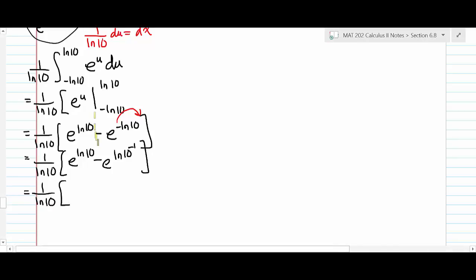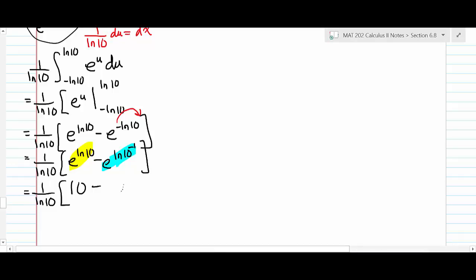Now let's see if we're catching on to this stuff. Tell me what e to the ln 10 is. 10, right? You need to know that immediately where you don't have to think about that anymore. So that's 10. Bring down the minus. What's e to the ln 10 to the negative 1? It's 10 to the negative 1, which is 1/10, right?